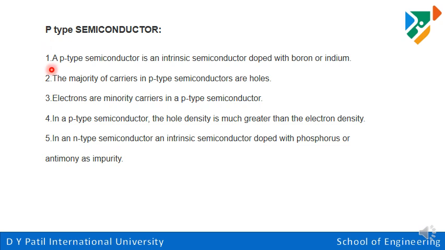So basically, a p-type semiconductor is an intrinsic semiconductor doped with boron or indium. The majority carriers in a p-type semiconductor are holes. Electrons are minority carriers. In a p-type semiconductor, the hole density is much greater than the electron density. And an n-type semiconductor is an intrinsic semiconductor doped with phosphorus or antimony as impurity, which we'll cover in the next video.